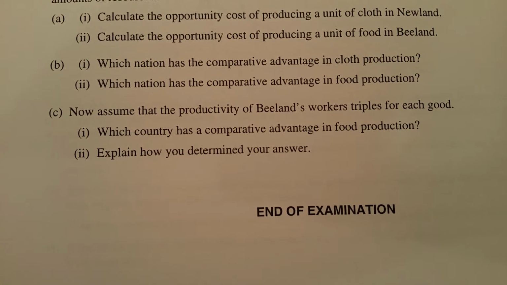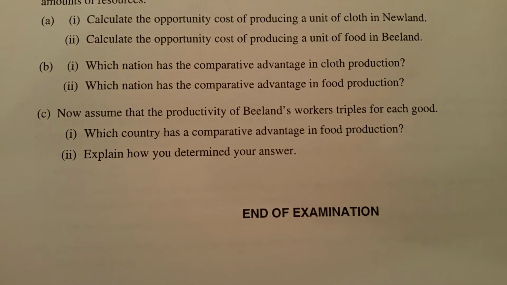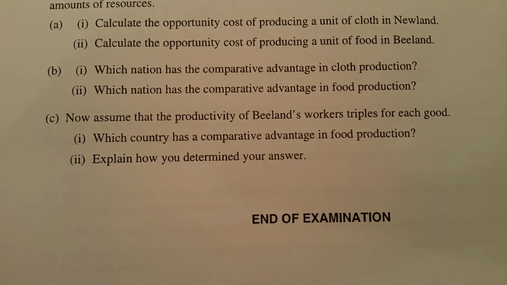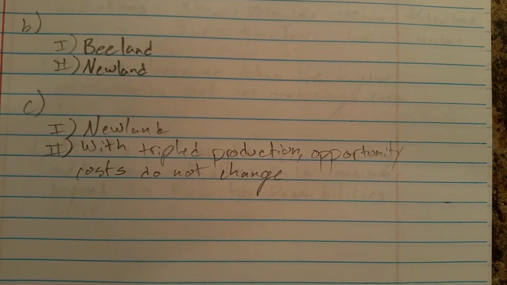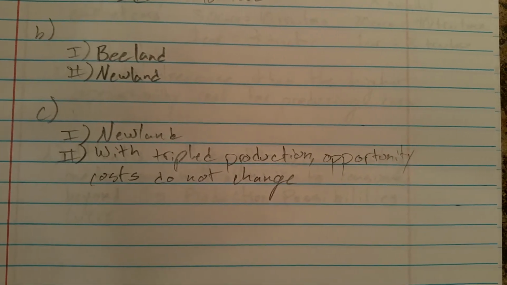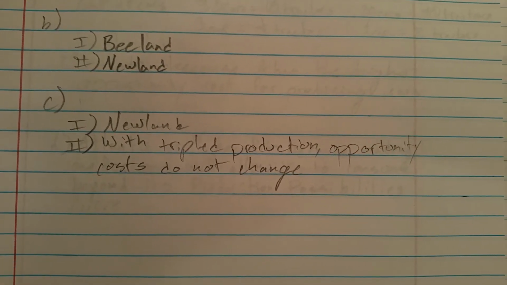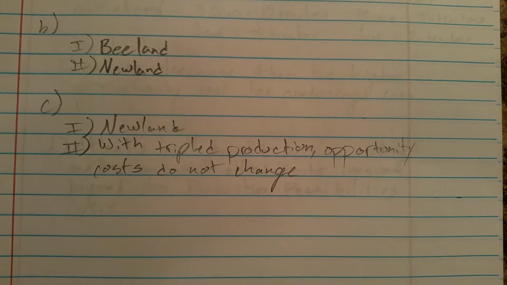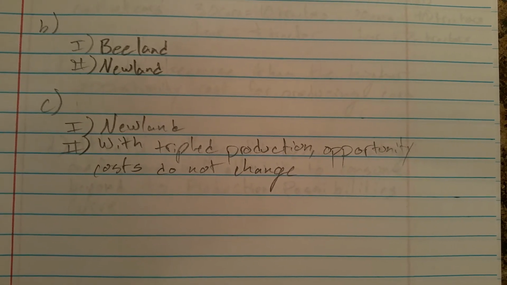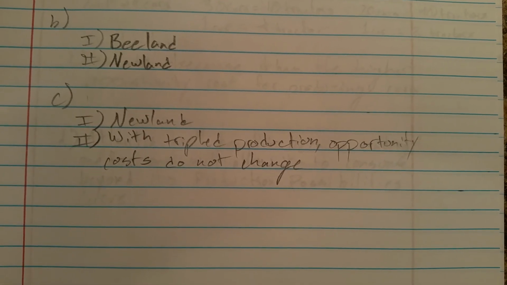Now part C. We assume that the productivity of B Land's workers triples for both goods. And we'll have to say which country now has the comparative advantage and why. And we know that the country that now has a comparative advantage is still going to be New Land. Because even with tripled production by their workers, the opportunity cost of production will not change. So neither will comparative advantage.